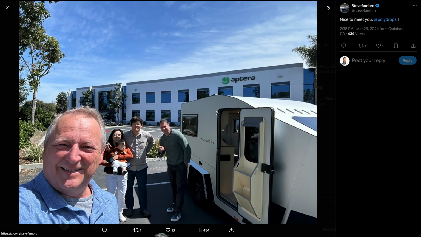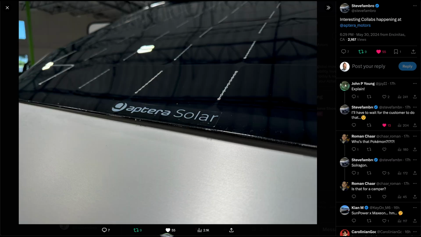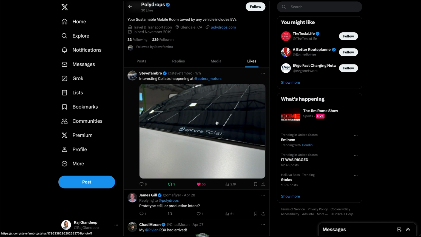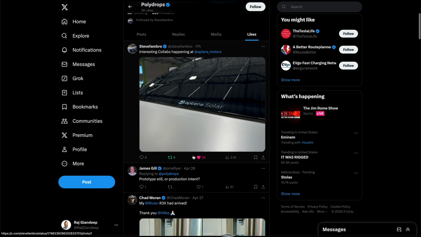It's definitely got a similar kind of stainless look. So maybe that's the solar panels they'll be using on the camper here. And this is the Polydrops Twitter, and they like that. So very interesting, and probably could be these people.